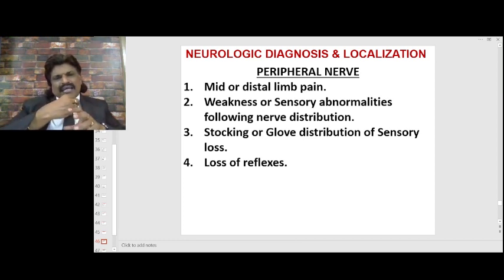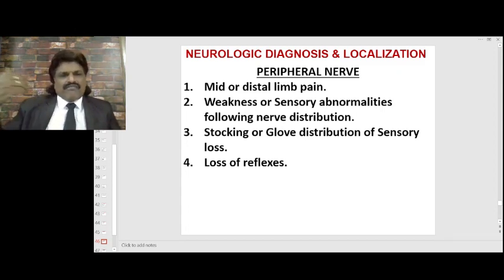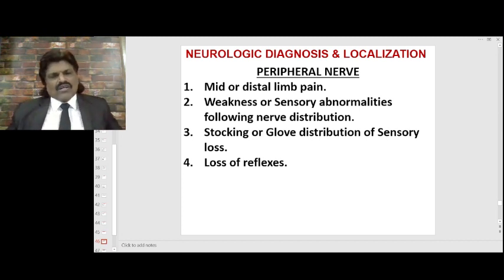Peripheral neuropathy, axonal neuropathy, is a length dependent neuropathy. So the distal parts get affected more. So the pain is more in the distal area. The weakness and sensory abnormalities follow nerve distribution. They are more in the distal areas, in a stocking and glove pattern. The distribution of the sensory loss is more in the hands and the legs. And one important point is that as the weakness and the sensory disturbance reach the level of the knee, the hand should get affected, because it's a length dependent neuropathy. There could be loss of reflexes also.